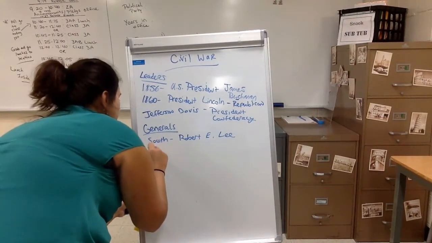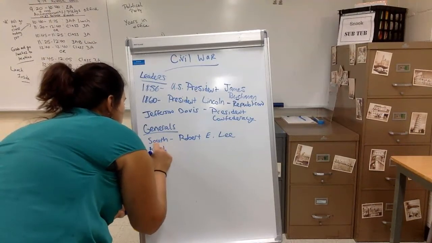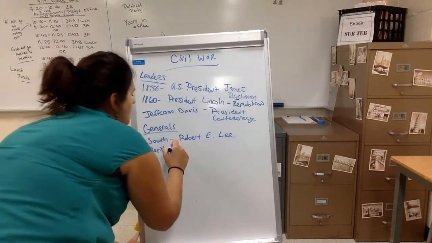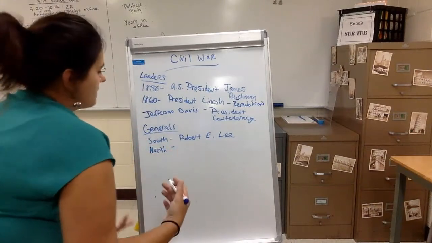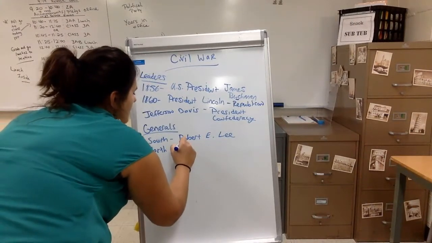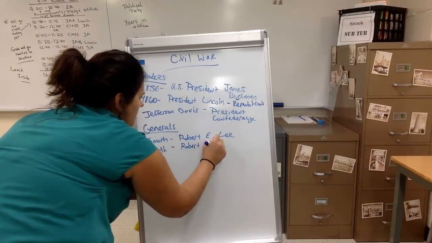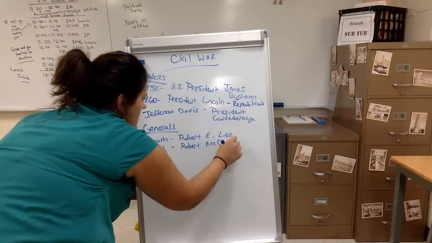Now for the North, or the Union, we're talking about our blue here versus our gray. For the North, their main general, so this is the guy who's in charge of everything in the beginning, is a guy by the name of, I think his first name is Robert as well. Maybe it's James. I don't know. I'm having a hard time with first names today. It's Robert McClellan.